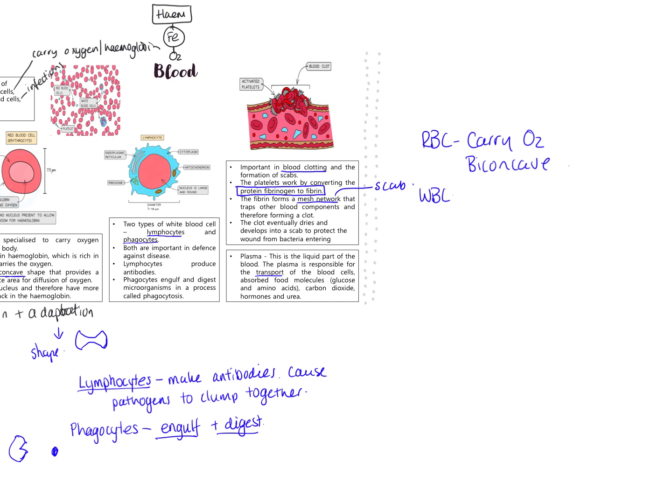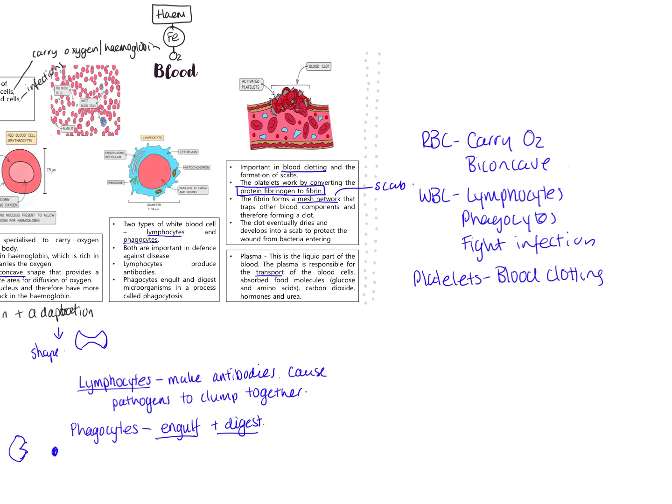My white blood cell, I have 2 types, lymphocytes, phagocytes, and their role is to fight infection. We have platelets, and they're for blood clotting. And how it does it is it converts your fibrinogen to fibrin, and the fibrin causes your scab, and that's a mesh.